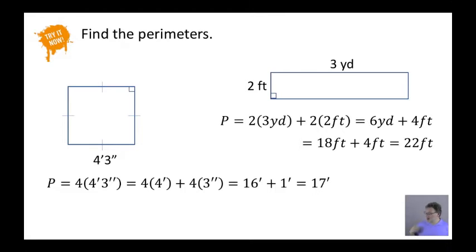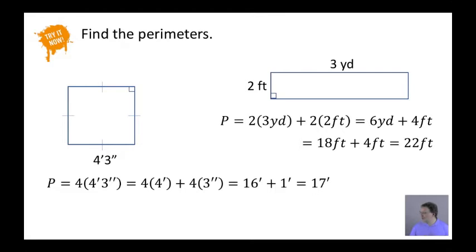For the square, we have 4 sides, each one being 4 feet 3 inches, so you can see that as the first term over there. That's 4 times 4 feet plus 4 times 3 inches. All right, well, 4 times 4 feet is 16 feet. 4 times 3 inches is 12 inches. 12 inches is just 1 more foot, so we have 16 feet plus 1 more foot for a total of 17 feet. That's the perimeter of that square there.